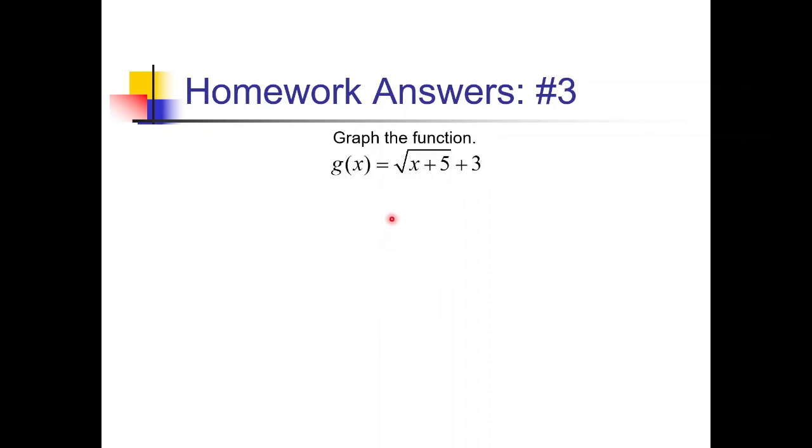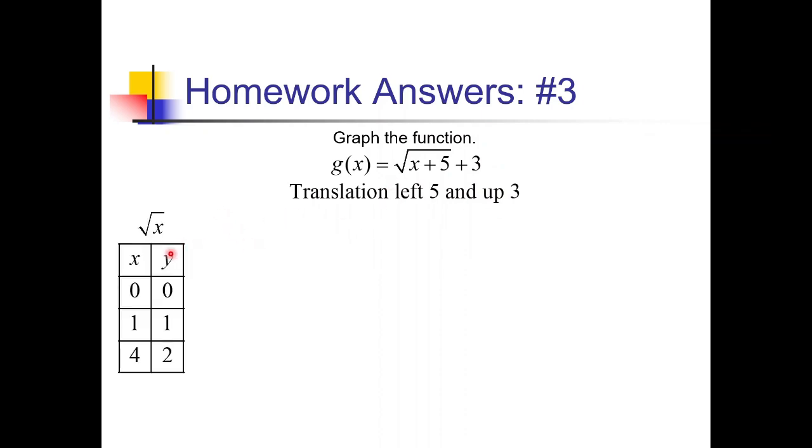For this problem, they want us to graph the square root of x plus 5, plus 3. This is a transformation of the square root function, so let me begin by writing what the transformation is. The plus 5 inside is shifting us to the left 5, and the plus 3 outside is shifting us up 3. Let's write our parent table: 0, 0; 1, 1; and 4, 2.